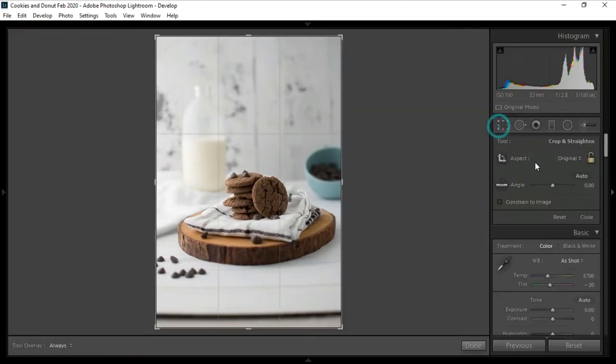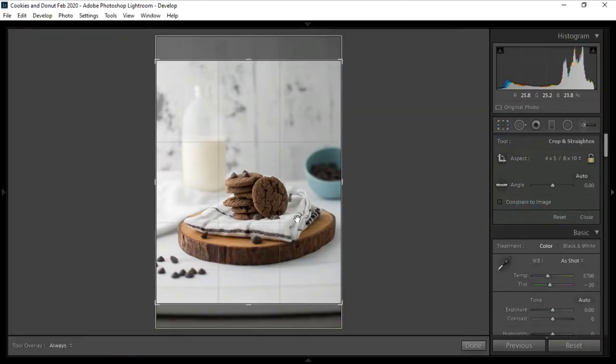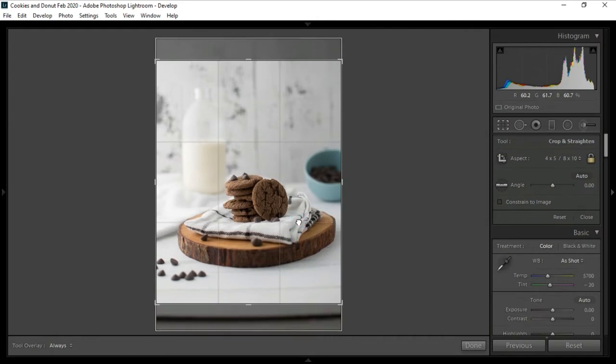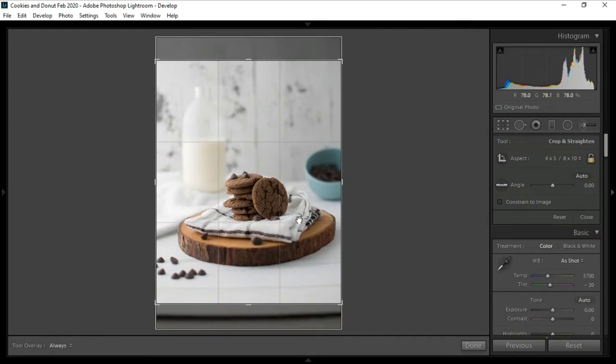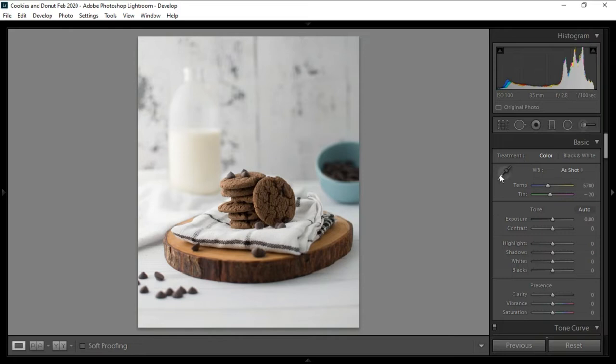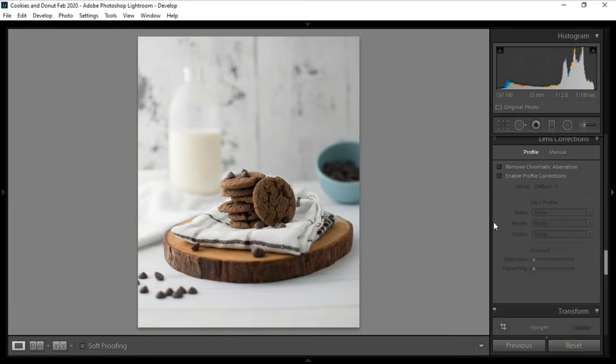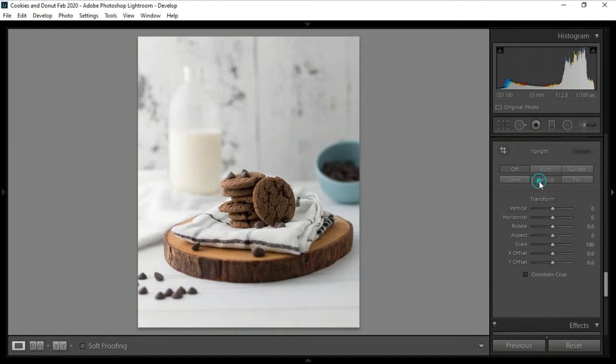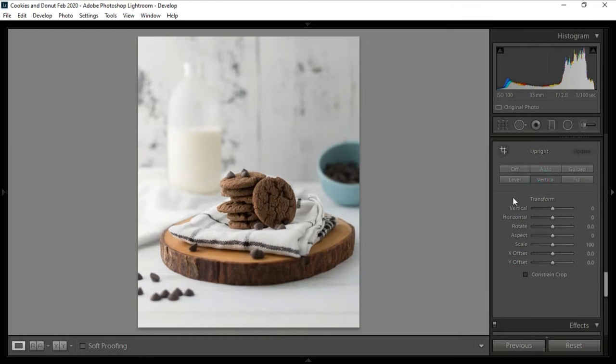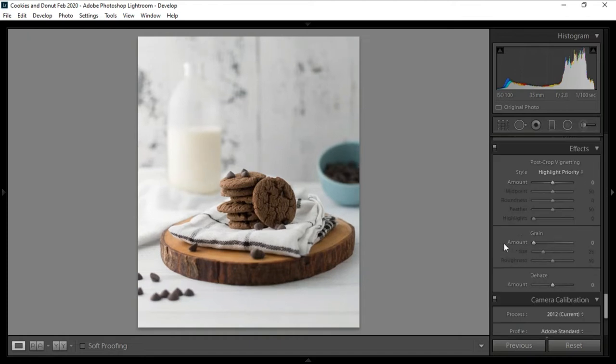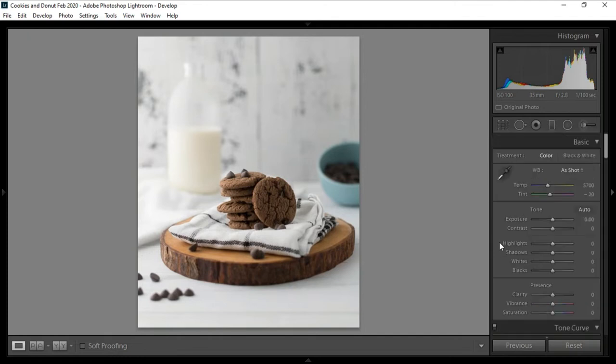First, crop the picture into ratio 4:5. Then, remove chromatic aberration and enable profile correction. Choose vertical and transform section. Go back to basic section.